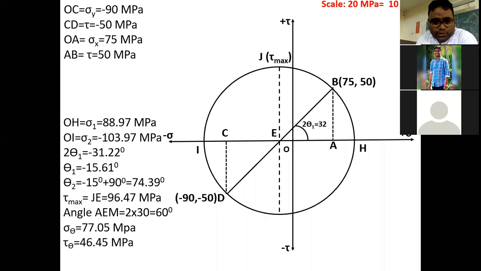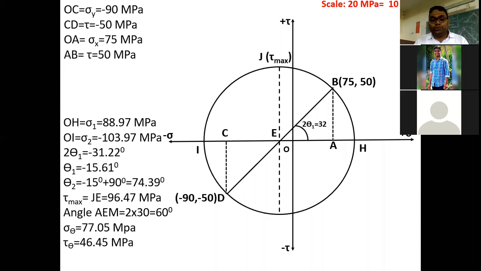So, okay, let's come here. Now how to find theta 2? Just add 90 degrees, and you will get theta 2 is 74.39. Now, find the maximum tau max. So simply measure the JE, measure the JE, multiply whatever it is by the scale, and you will get the maximum tau. So it is 96.47. So this is the value of tau.